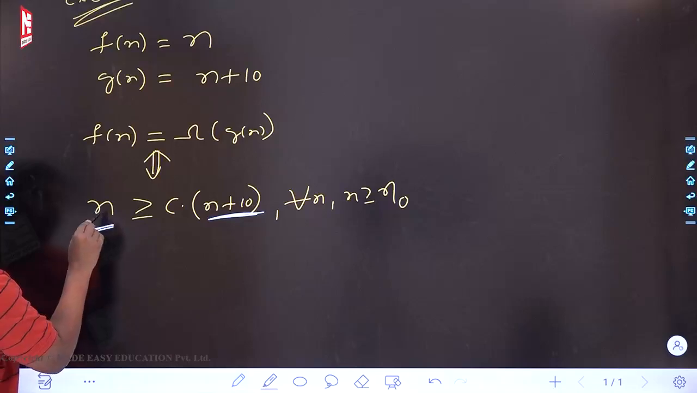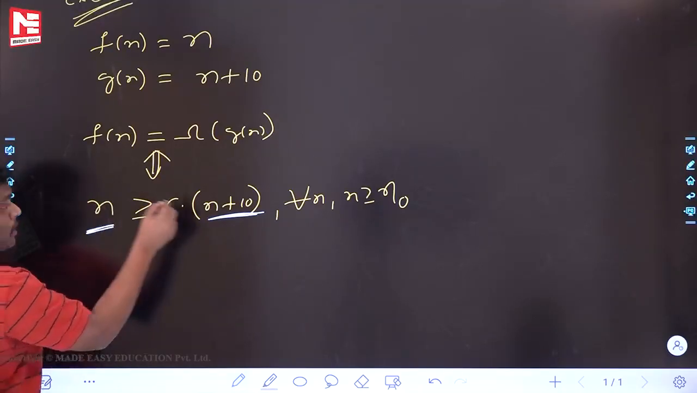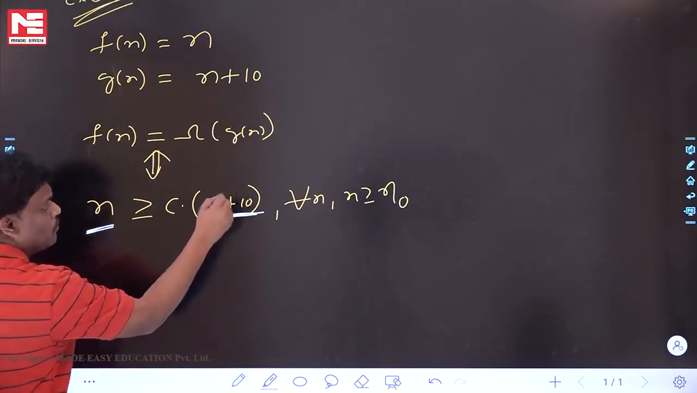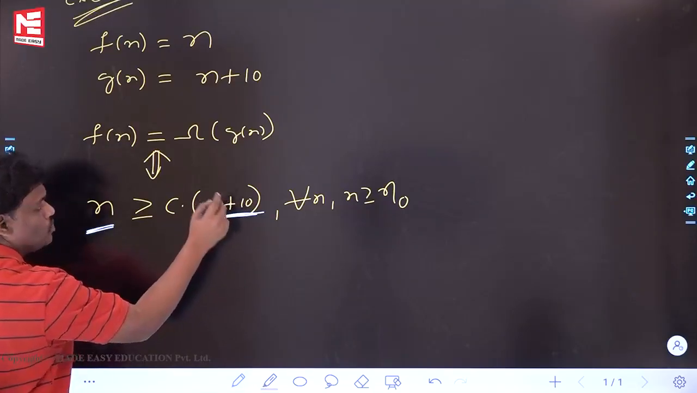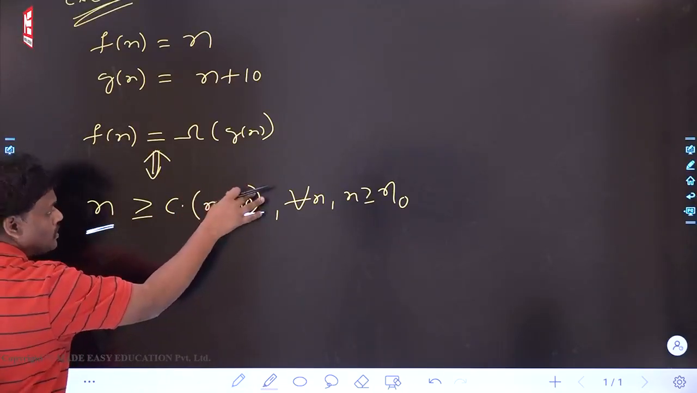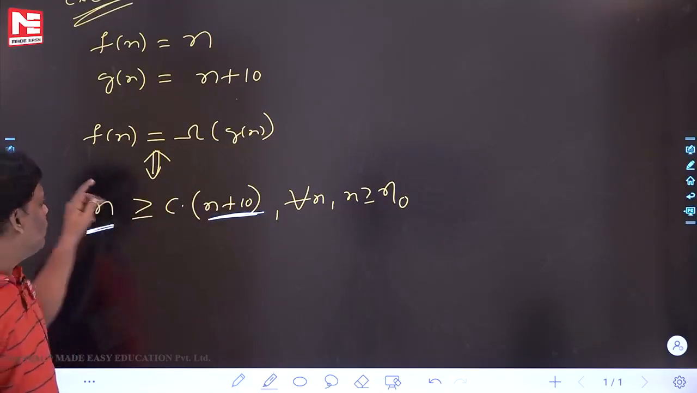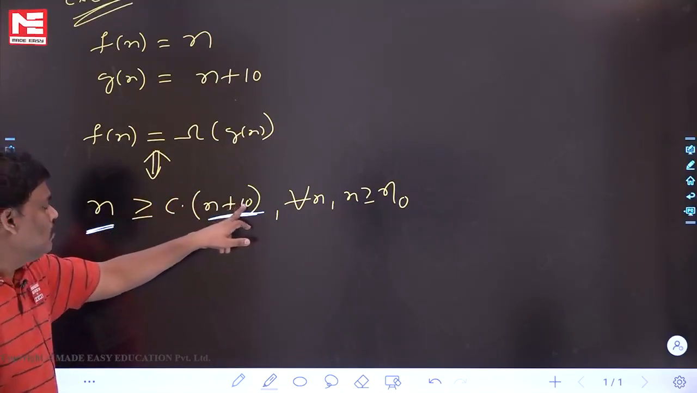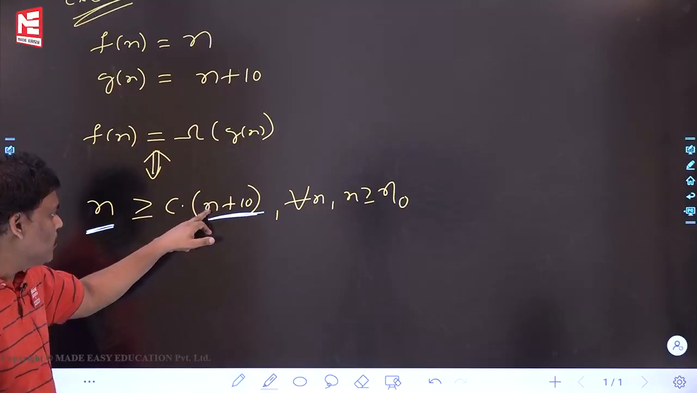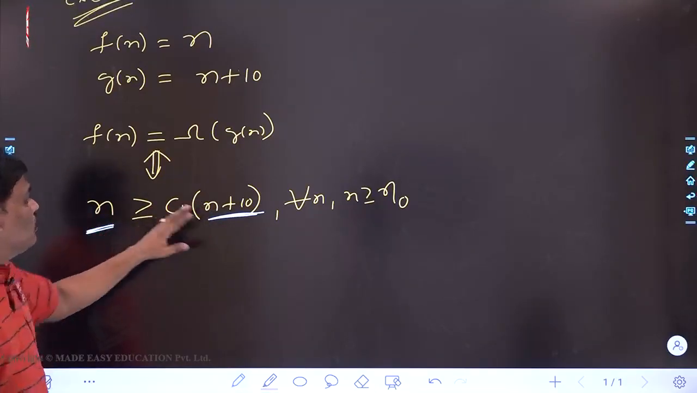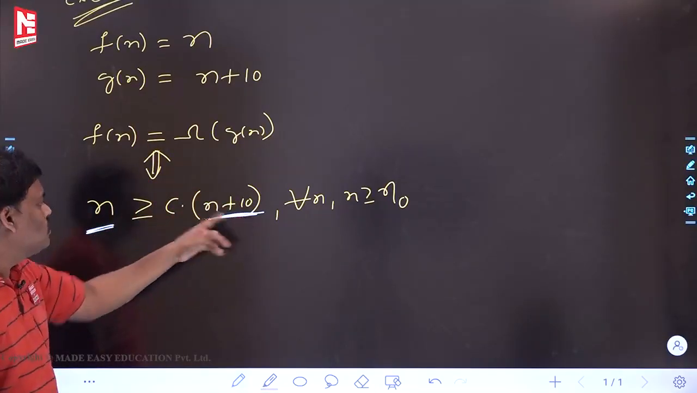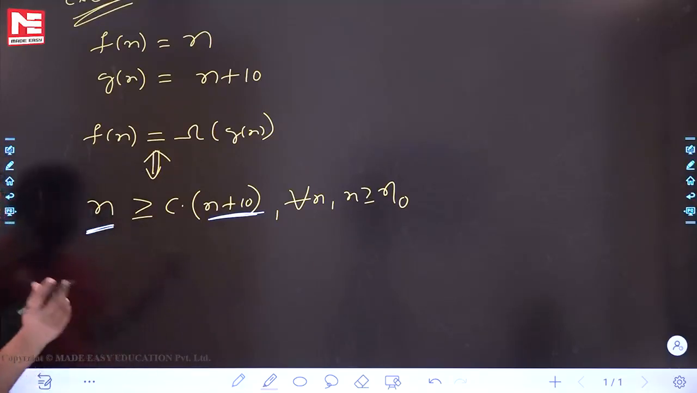Big functions are same. Left n, right also n. Difference is only a constant, only a smaller thing. If a smaller thing is the difference, C will take care. Is the difference a big function or a constant? Big function is not the difference. Here also n, here also n. Difference is only a small thing. C will take care.